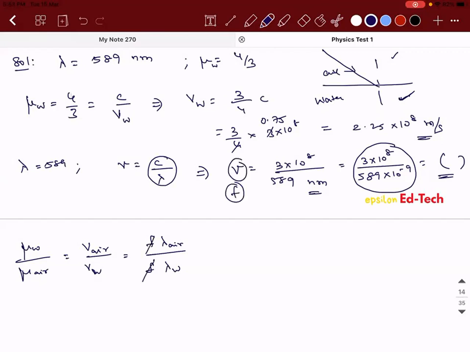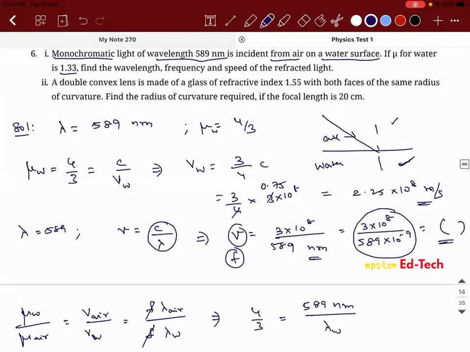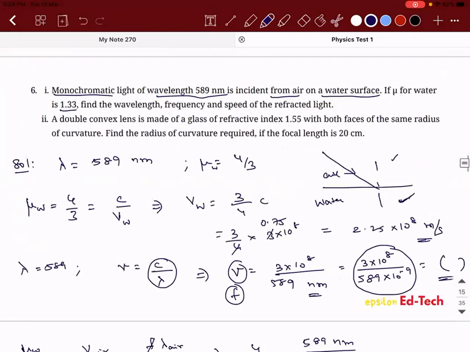Here I wrote it as mu. So I can write it like this. So refractive index of water is 4/3, air is 1. So refractive index in air medium is 589 nanometer divided by the refractive index in water is this thing. So lambda W is equal to 3/4 into 589 nanometer, which comes out to be somewhere around 443 nanometer. Okay. So it is 443 nanometer.